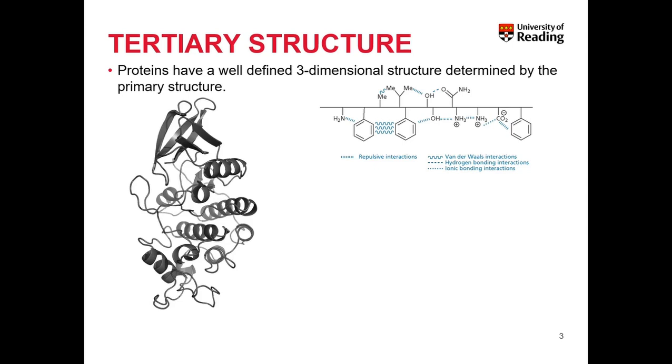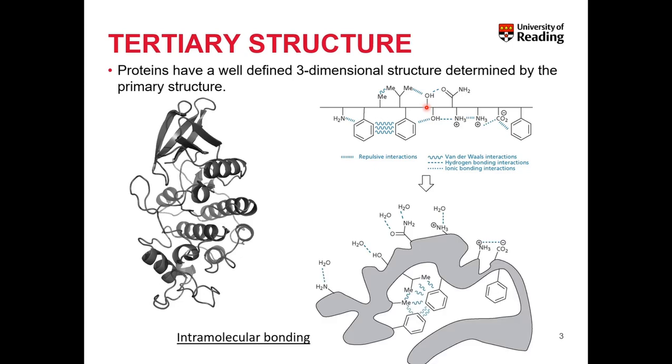the protein. So, for example, here we can see that if we have two aromatic rings next to each other, we get van der Waals interactions. We can get repulsive interactions between polar hydrophilic groups, such as OH groups, and hydrophobic groups, such as aromatic rings. We can get electrostatic interactions or ionic interactions. We can also get hydrogen bonding, such as with the groups up here. And it really is the amino acid side chains that determine the tertiary structure of the protein.